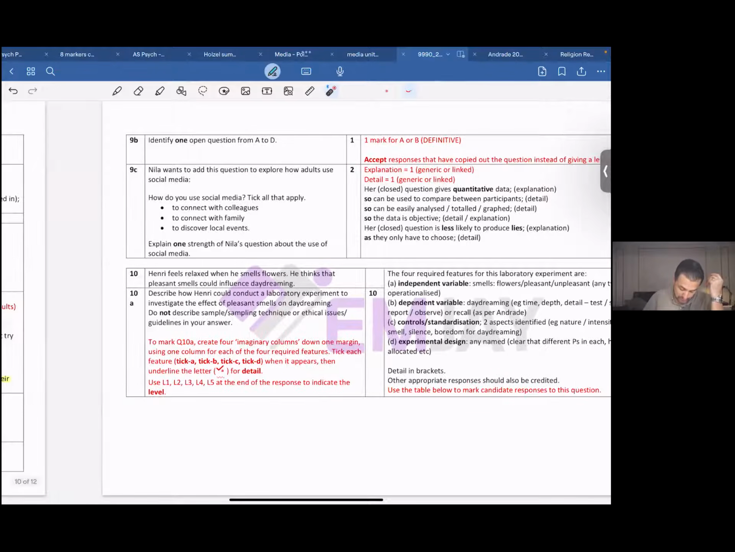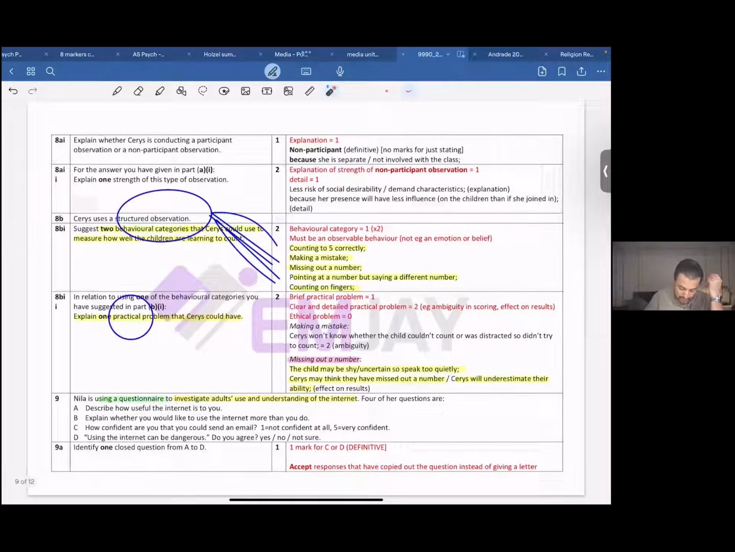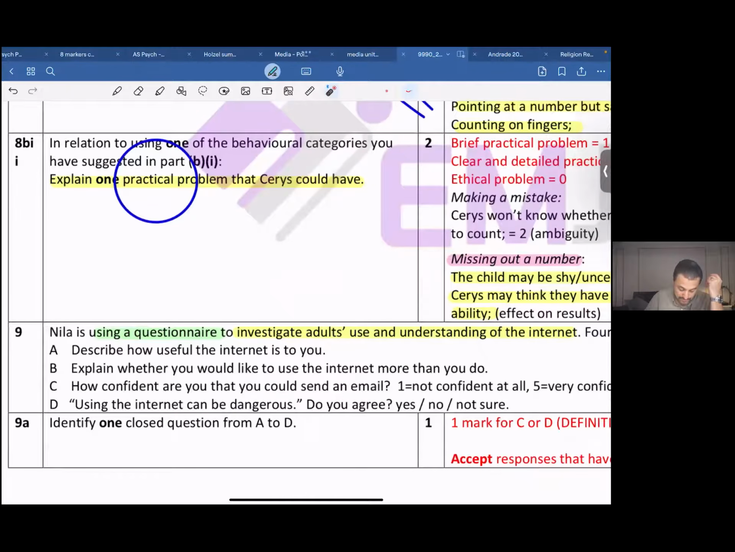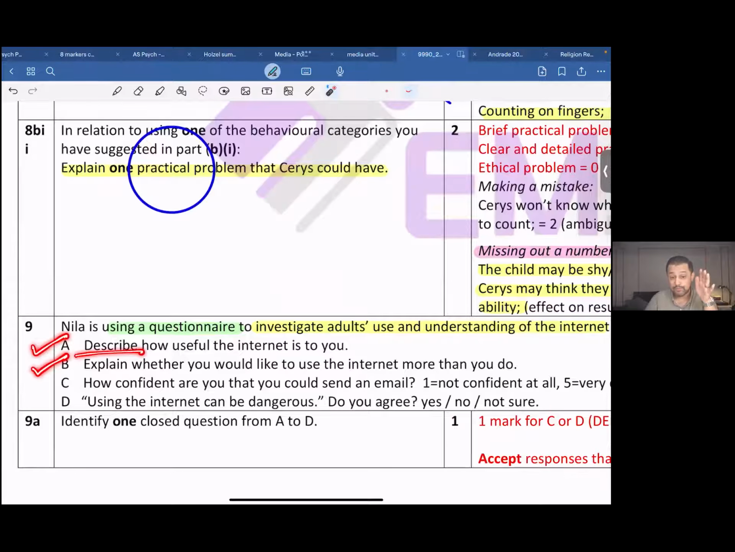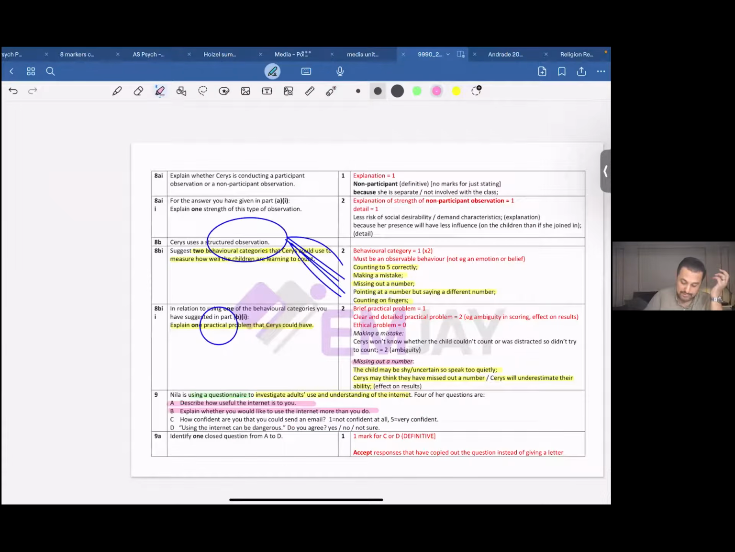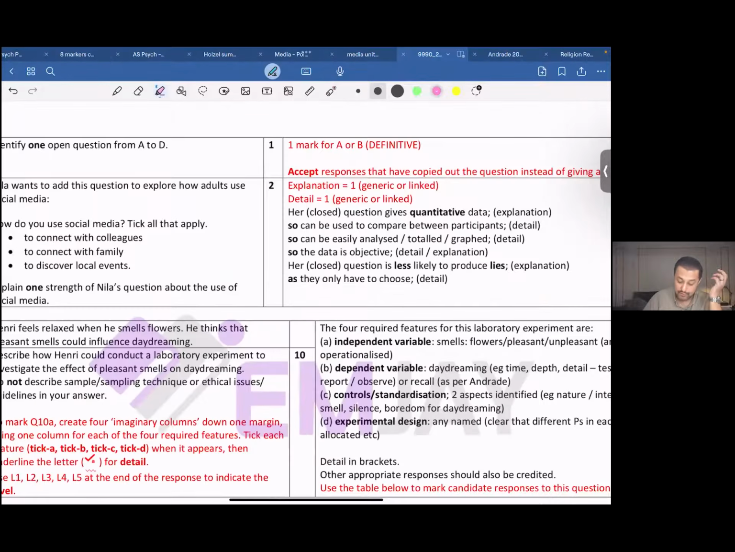Open question. So question number A is an open question where you've been asked to describe. Option number A is an open question. Option number B is an open question as well. You could choose A or you could choose B. Here you go. A or B, and the same thing, accept responses that have copied out the question instead of giving a letter.